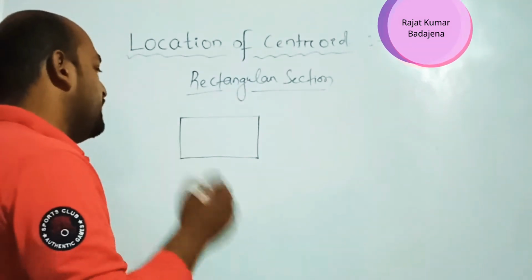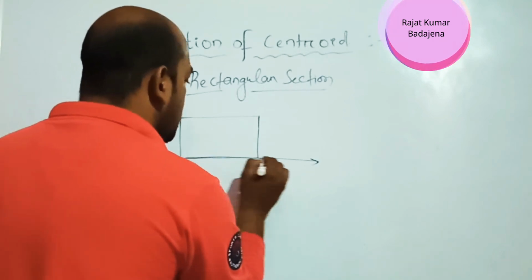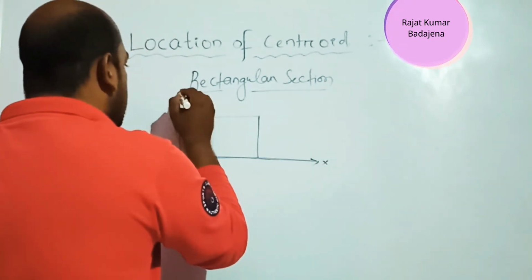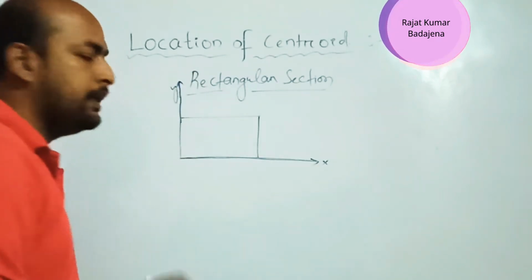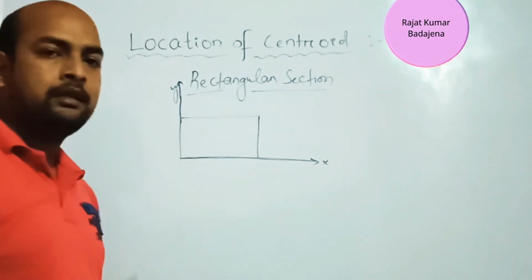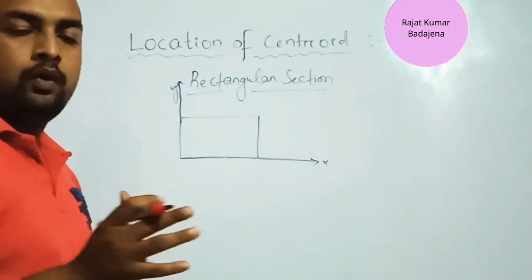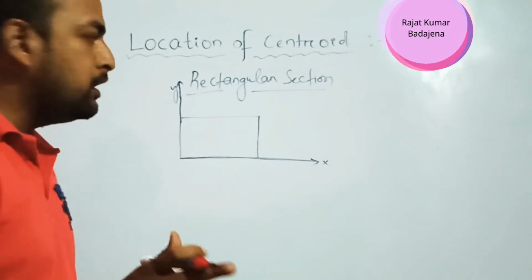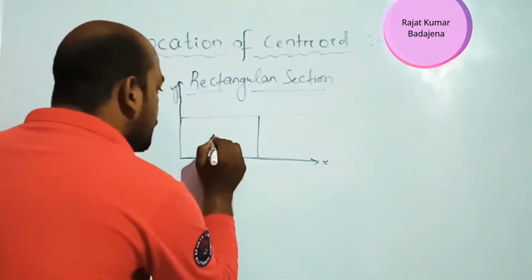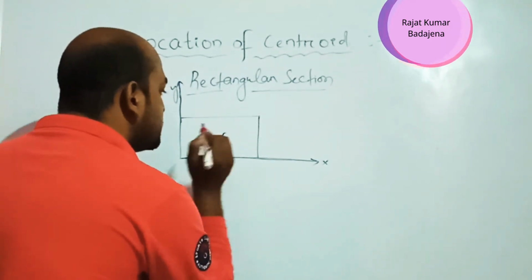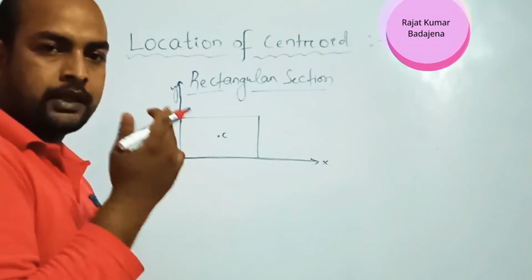So here we take this as the x axis. So this line is the x axis line and this line is what? This line is the y axis line. Okay, so this is the rectangle section. Here this is the x axis and this is the y axis. So we know what the centroid of this rectangle section is. Then we can say the centroid is the middle point, known as C. Okay, so this is the centroid point of the figure, the rectangular section.